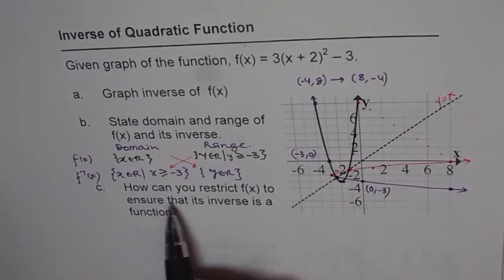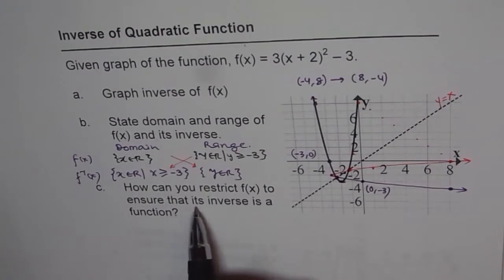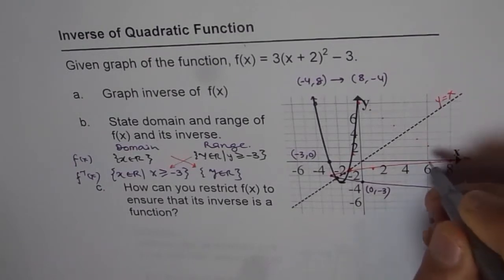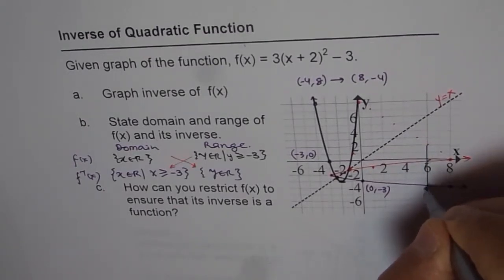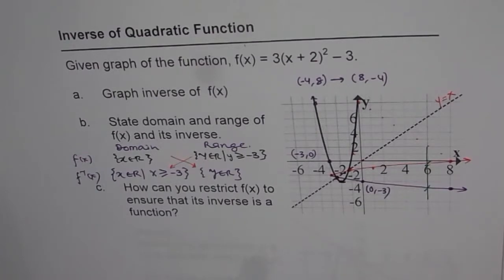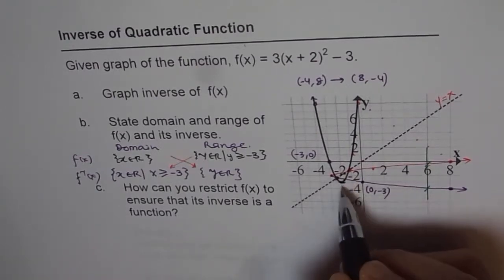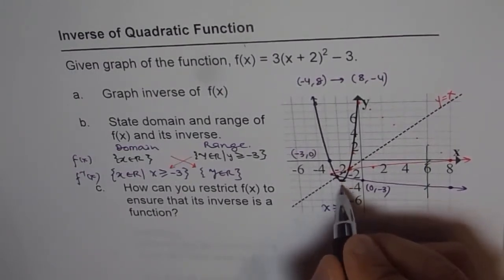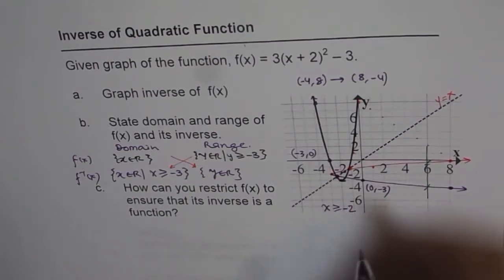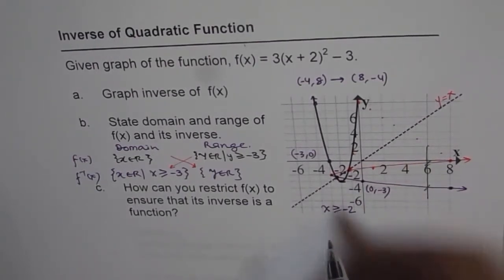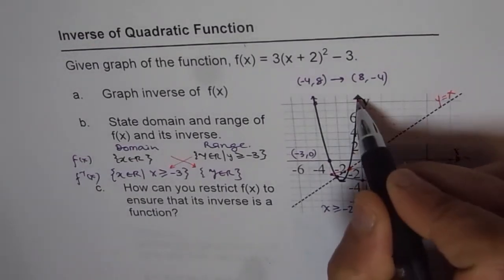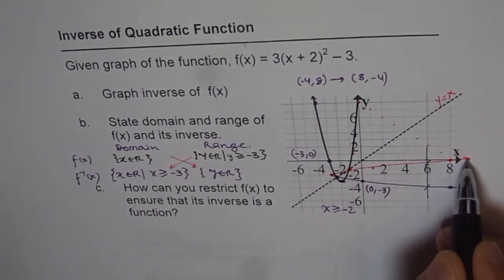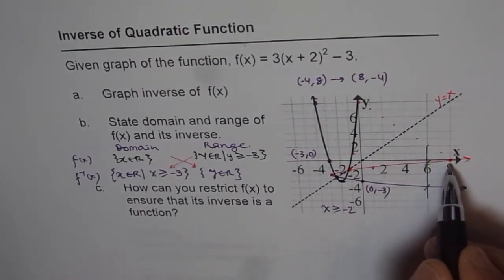The last part is, how can you restrict the function to ensure that its inverse is a function? Now the inverse is clearly not a function, since drawing a vertical line here will give you 2 points of intersection. So the way to restrict is to restrict the domain of the function. We can say let x be greater than or equal to that vertex point, which is at minus 2. If we consider only one half, x greater than or equal to minus 2, we are considering the right arm of the parabola whose inverse will be this red portion shown on the top. That will be a function, right?